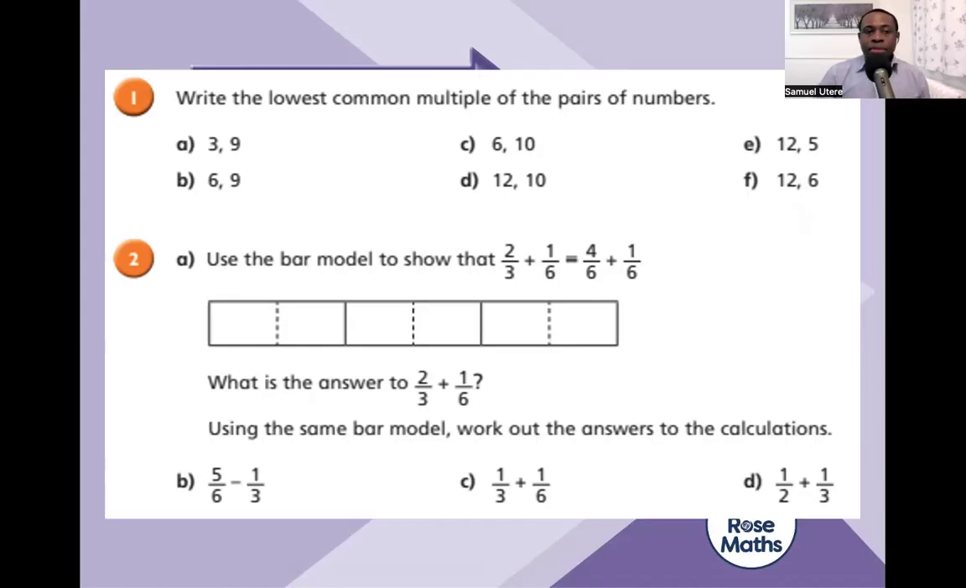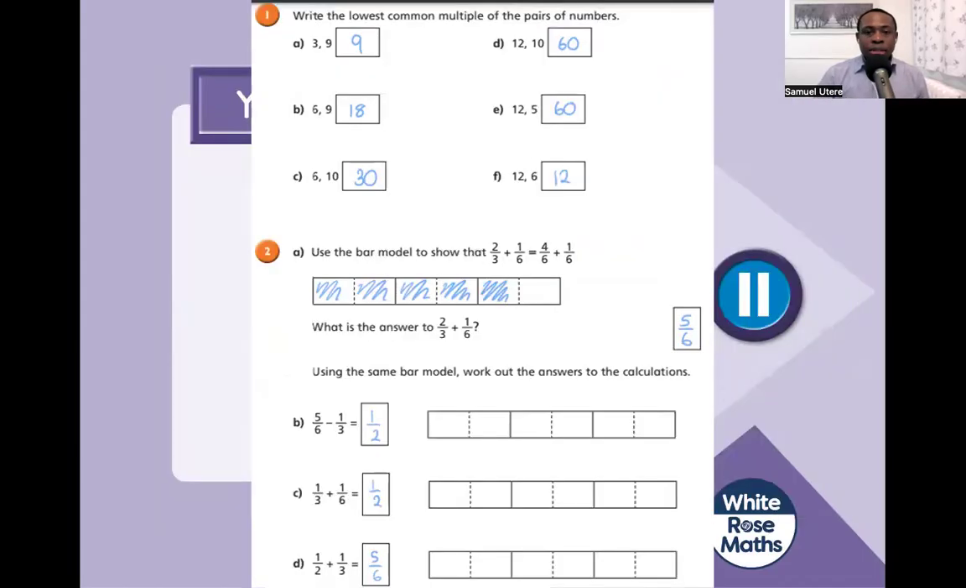Assuming you've paused the video and you've answered questions 1 and 2, here are the answers. So here you are simply asked to write the lowest common multiple of the pairs of numbers. So by now, you should be practicing your times table. You should be really good with your times table to work with these, to find the lowest common multiples of numbers.